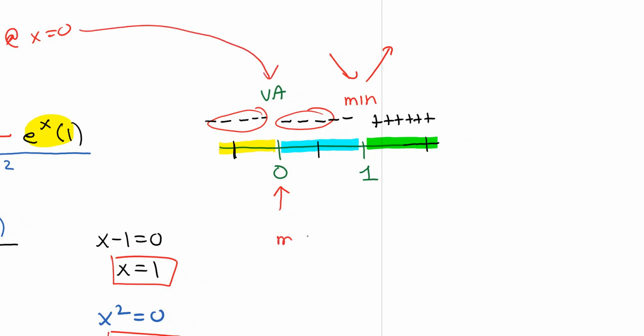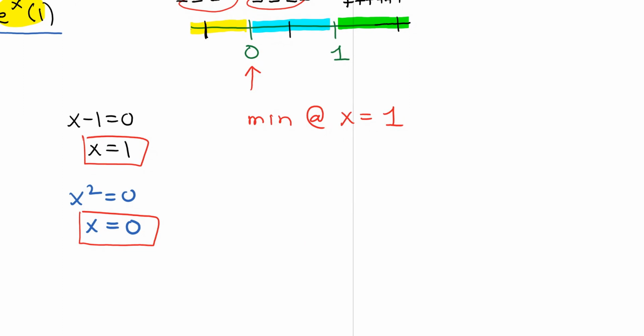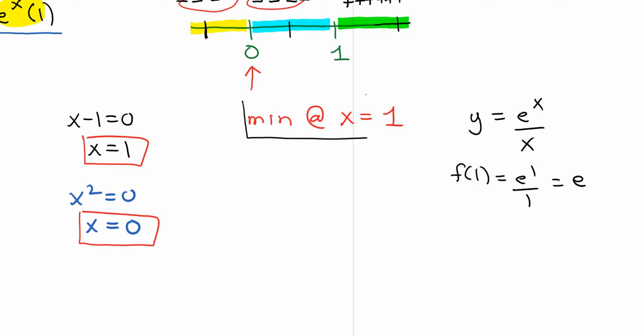So I can now finish off by saying there's a minimum at x equals 1, and after that I need to find out the corresponding y value there. So if my original function is y equals e to the x over x, and if I evaluate f of 1, that's going to be e to the 1 over 1, which is just e. So the minimum is at x equals 1, and the actual point is (1, e), and that is a relative min, by the way. Okay, that takes care of that problem. Now we can move on to the next one.